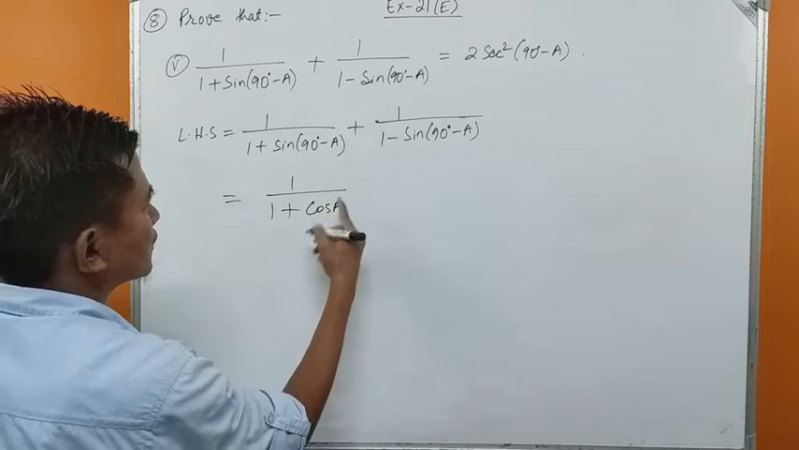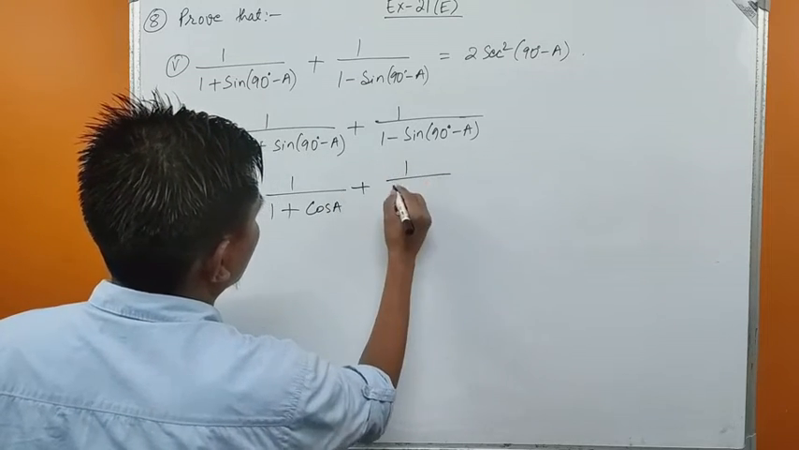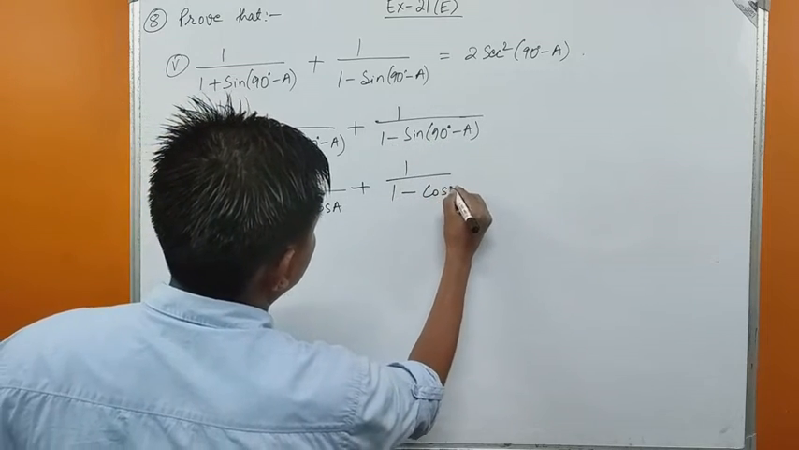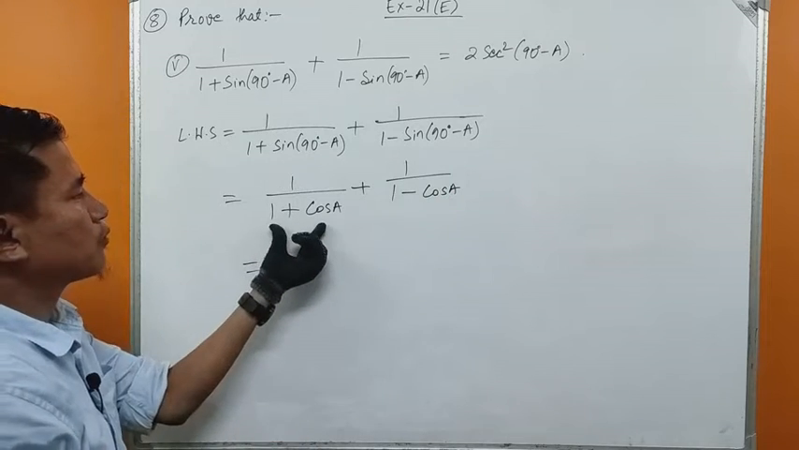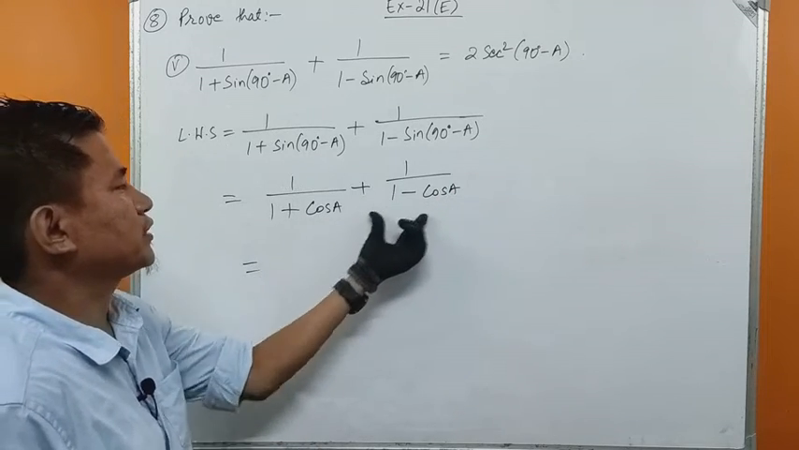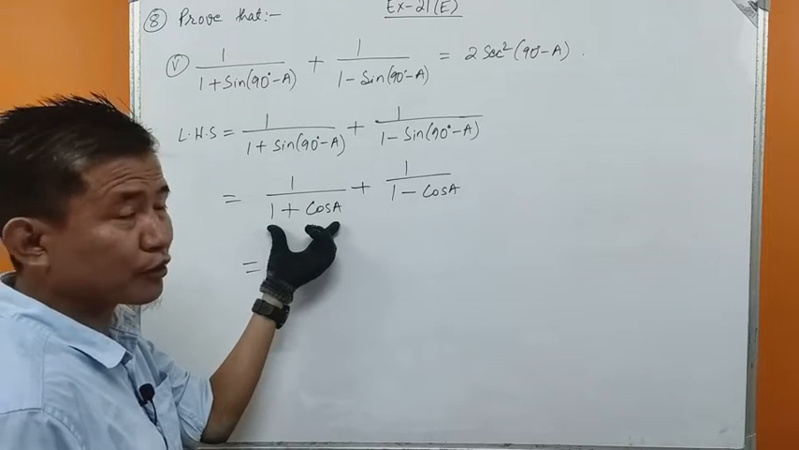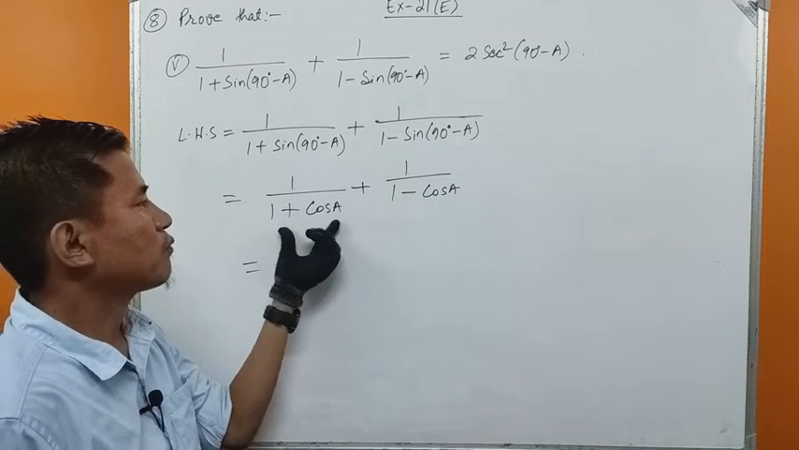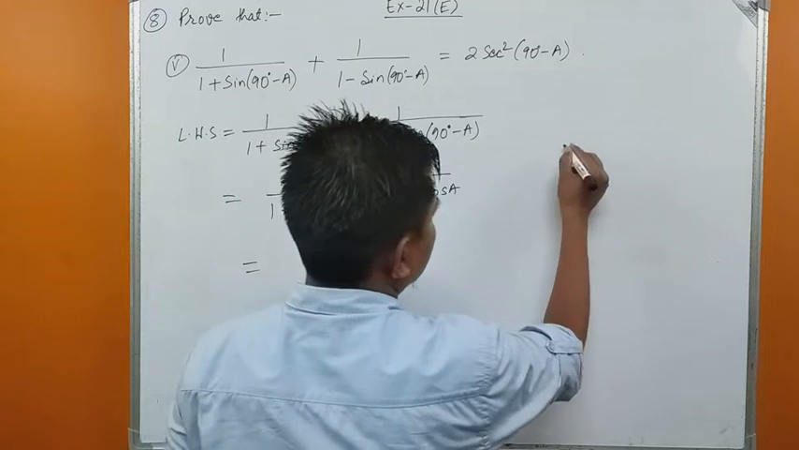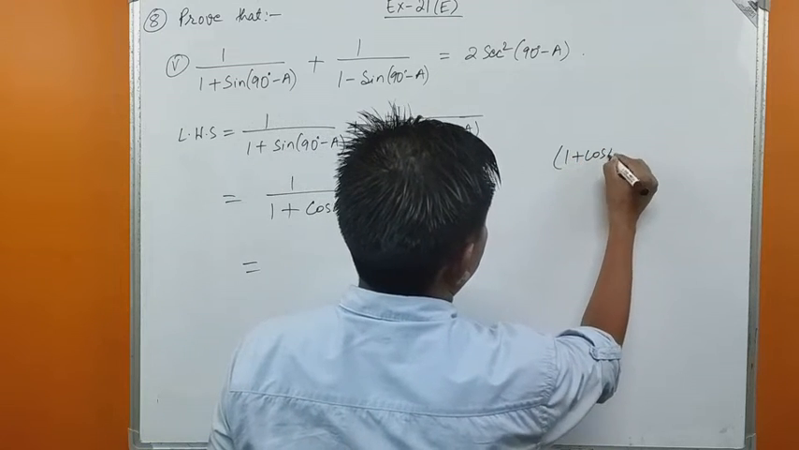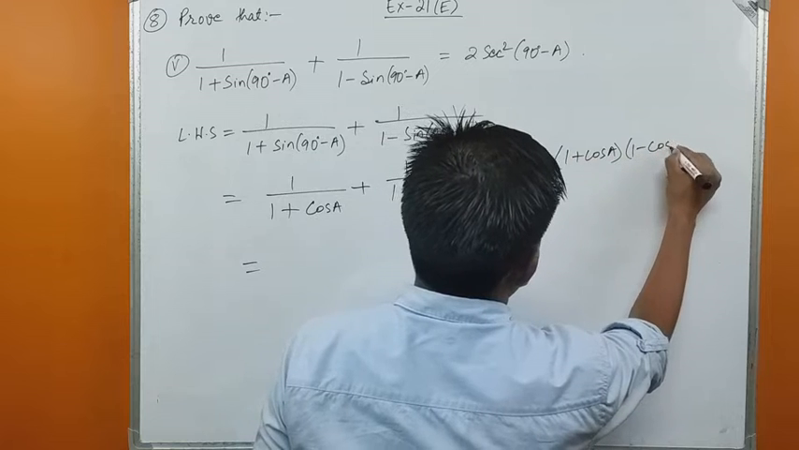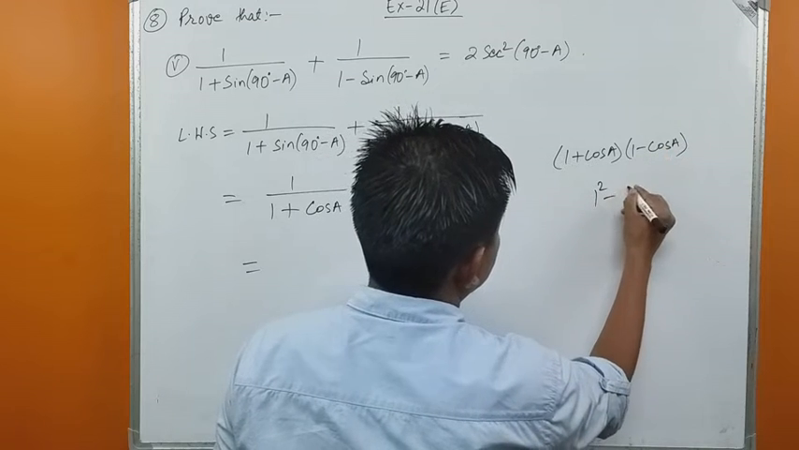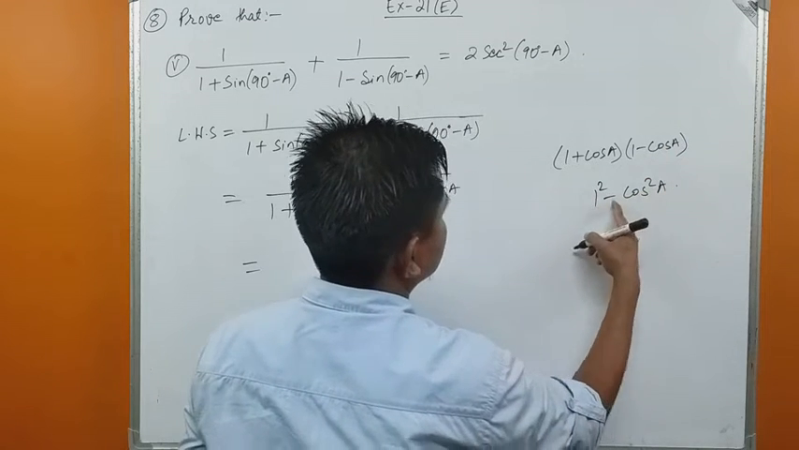Sine 90 minus A is cos A, plus 1 upon 1 minus sine 90 minus A, which is cos A. So let us take the LCM of the denominators, 1 plus cos A into 1 minus cos A. We must multiply these two numbers to get the LCM of the denominators, isn't it? So 1 plus cos A into 1 minus cos A gives us (a plus b) into (a minus b), that is a square minus b square, isn't it? 1 square minus cos square A.